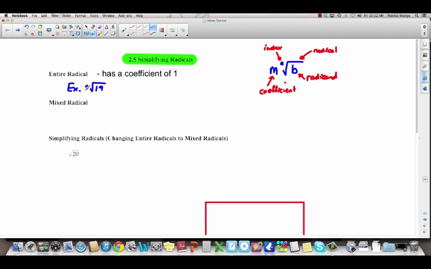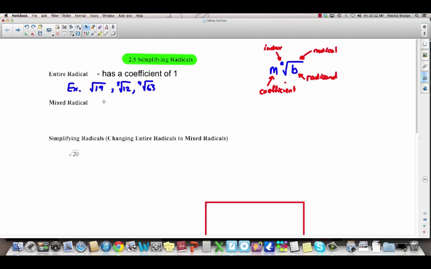Why is it not 0? Because that would mean 0 times root 19, which is the same as 0. And no, that's not what we have here. We actually have root 19, so that must be 1 times root 19. Another example would be the cube root of 12, or the fourth root of 63, or whatever. Okay, as long as there's no number out front here, no coefficient out front, then it's an entire radical.